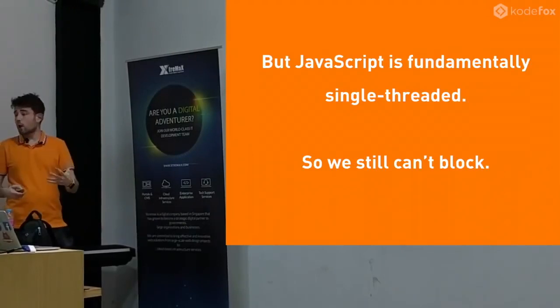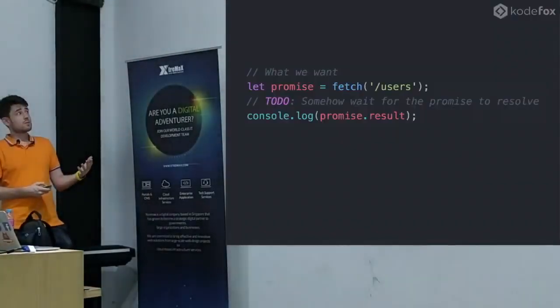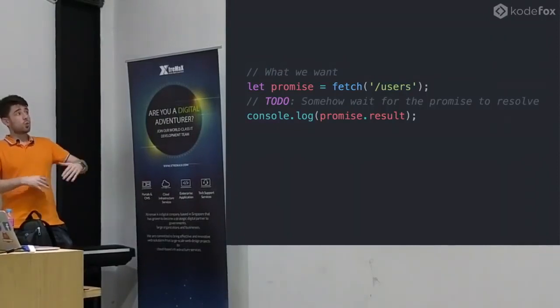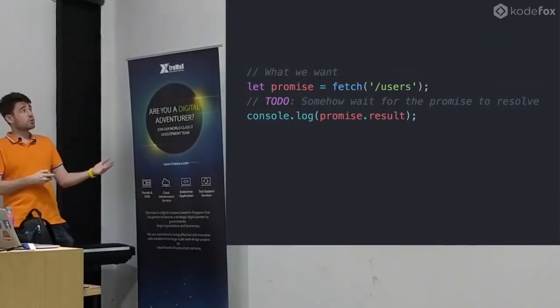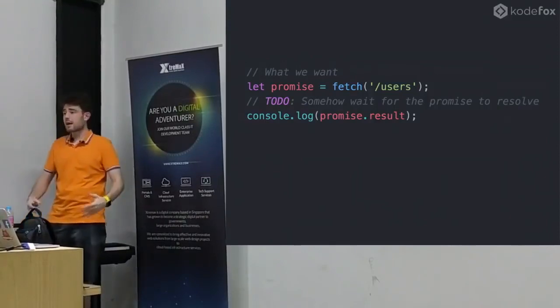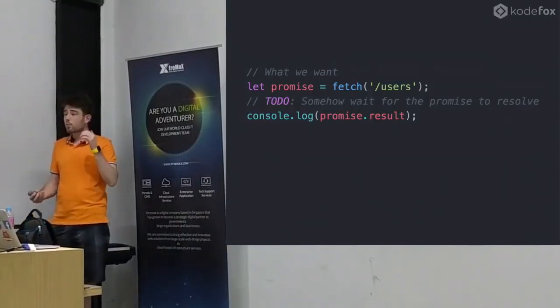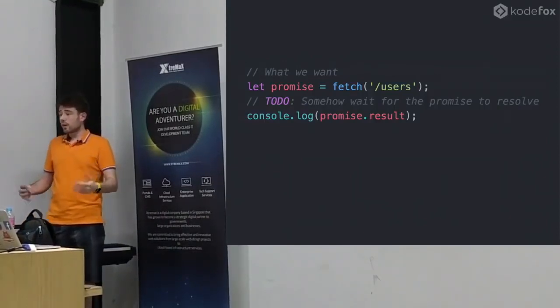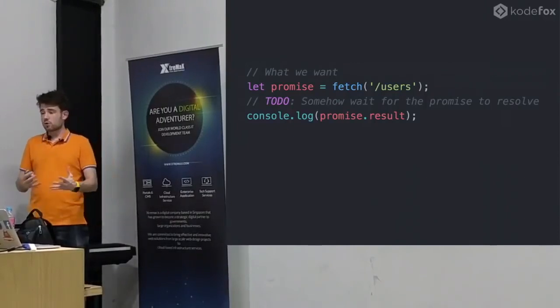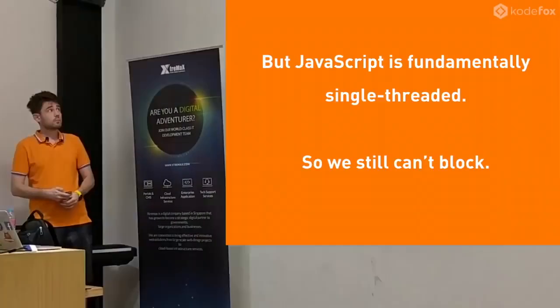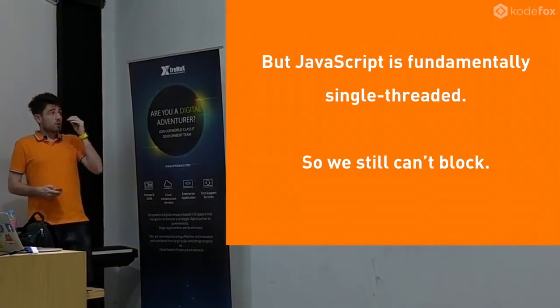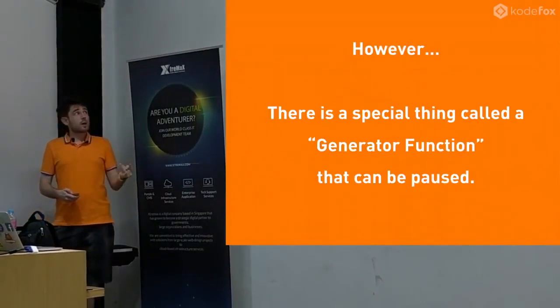So we can't block. And what I mean by that is we can't just pause the program right here, wait for the promise to finish, and then resume, because we don't want to block our entire thread, and then you have the same problem as when you use alert, and the whole software is just not doing anything useful. So JavaScript is single-threaded, we can't block.